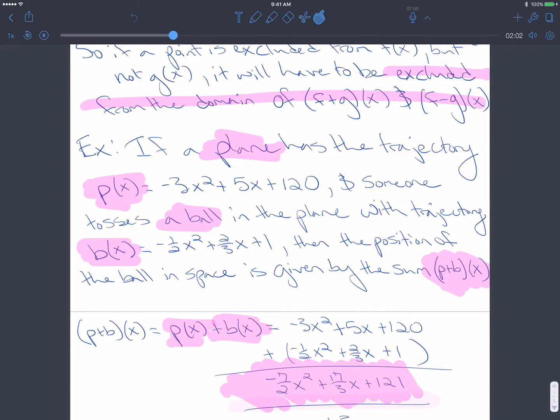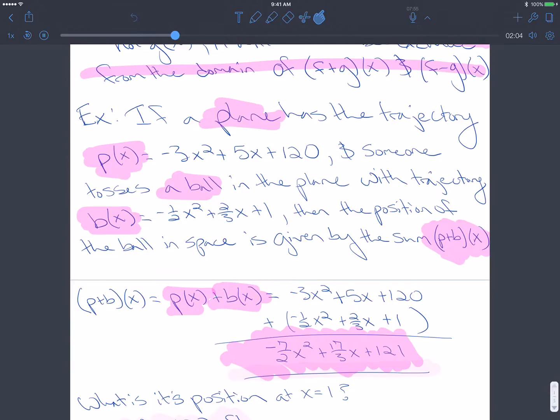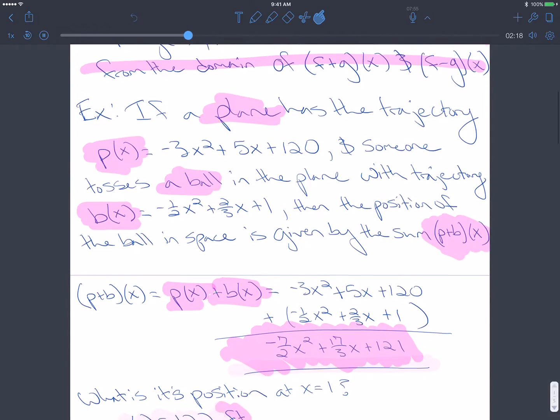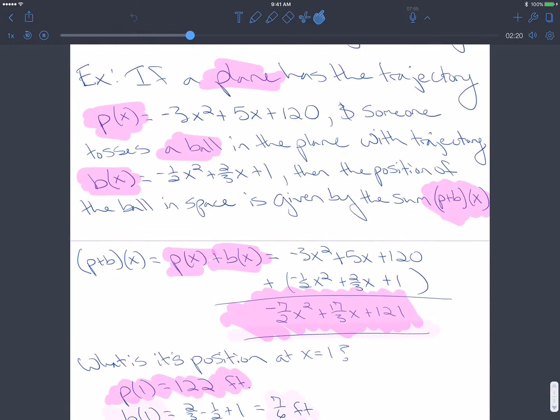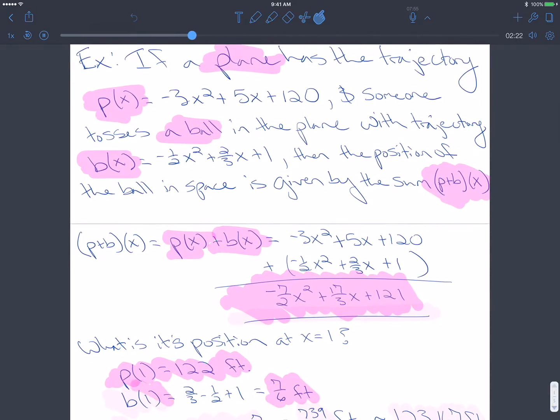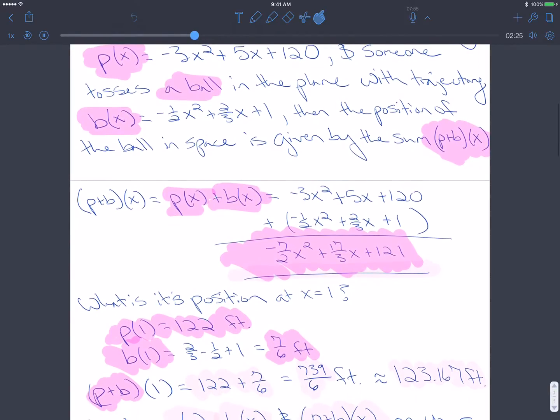But just keep in mind, it's also the same as taking the trajectory of the plane and then adding the trajectory of the ball to it at any given time. So what is the position when x is equal to 1? That would be our time, effectively. P of 1 is 122 feet. B of 1 is 7/6 of a foot. So p plus b of 1 is the sum of those two values.